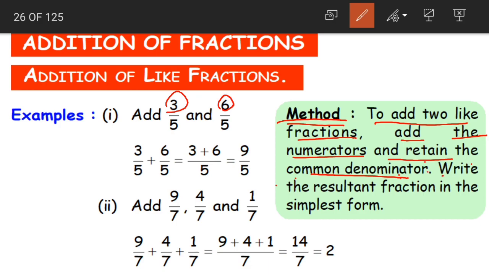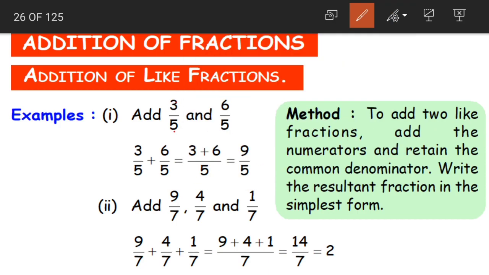What is the common denominator here? It is 5. 5 is the common denominator for both the fractions. Understood? First we need to add the numerators and then we need to retain the common denominator. Write the resultant fraction in its simplest form.